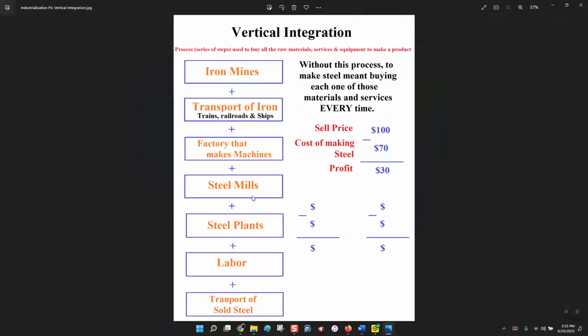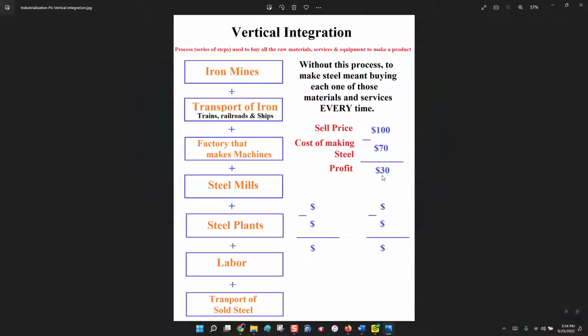And in regular business, not vertical integration yet, regular business, once you pay for all of this, it costs you $70 to make a steel beam. And you know, the steel beams are the ones you make the buildings with. And you sell it for 100, which means for every single steel beam you sell, you make a $30 profit. What that means is when you sell beam after beam throughout the whole year, it makes you a rich man.